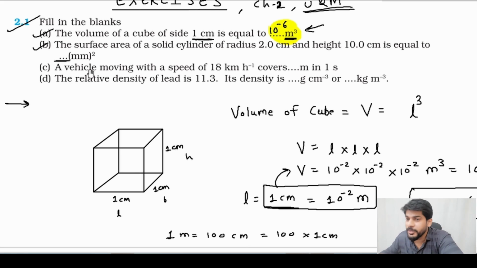Next one is even simple. A vehicle moving with a speed of 18 km per hour covers dash dash meters in 1 second. So here the speed of the car, I mean vehicle, is given, it is 18 kilometers per hour. Okay, so let's check this.